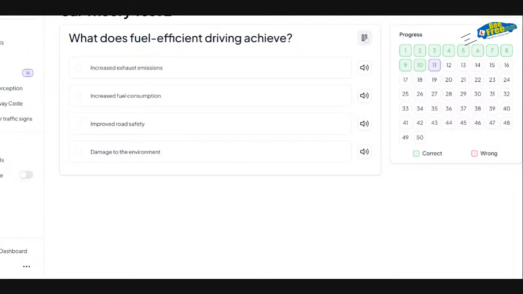What does fuel-efficient driving achieve? Increased exhaust emissions. Increased fuel consumption. Improved road safety. Damage to the environment. Well, I think I just said what it does.